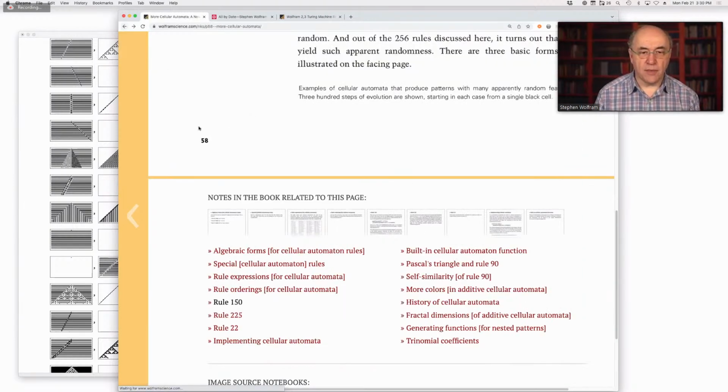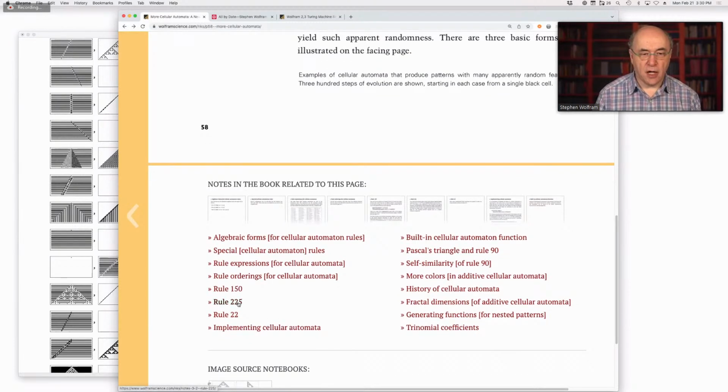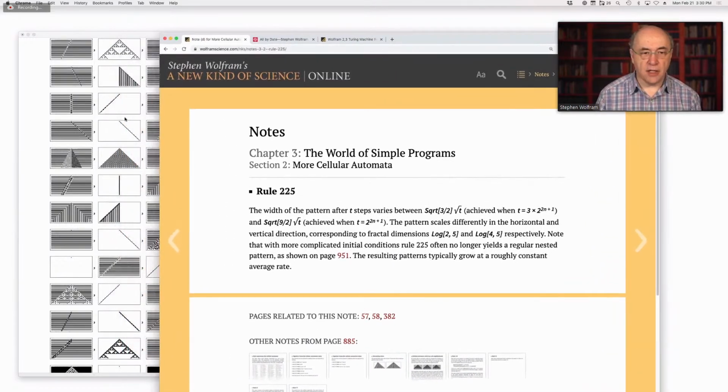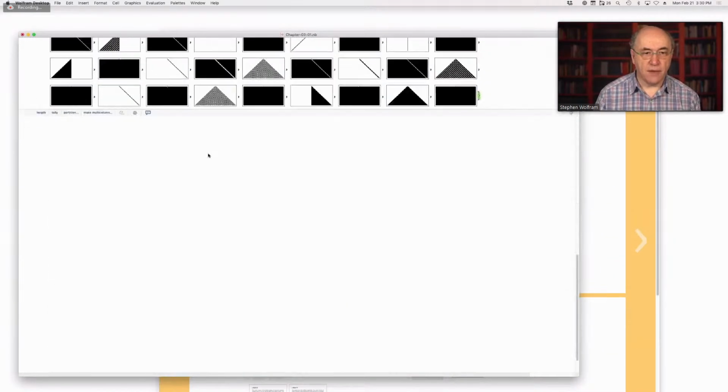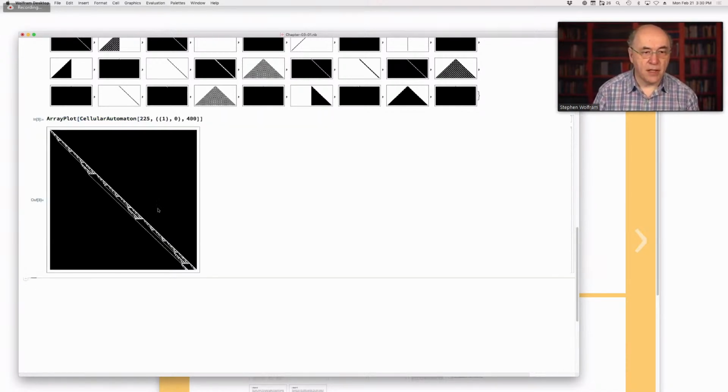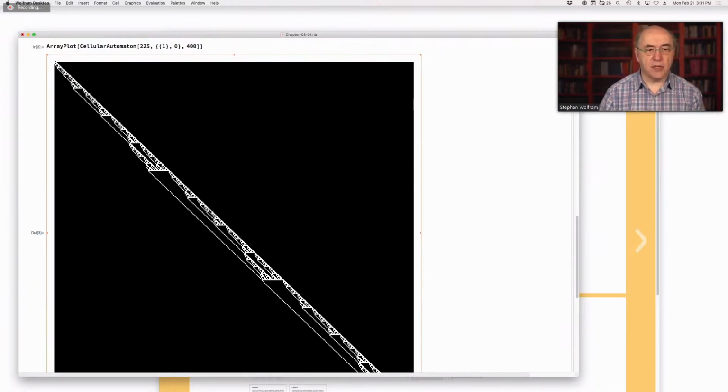Now, another rule that shows up in that first collection is rule 225. And let's just make a picture of rule 225. Let's go ahead and make rule 225 here. Oops, that's not the 225 I'm looking for. Let's say we go ahead and make it 400 steps. So what you see here is something which is always going off to the right.